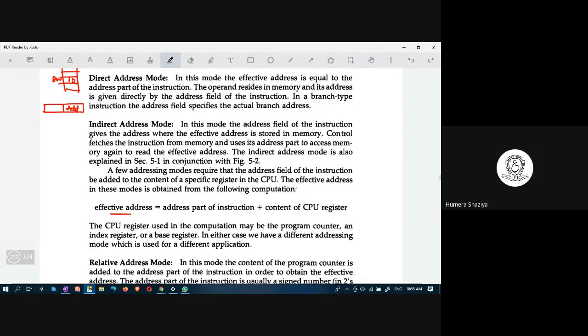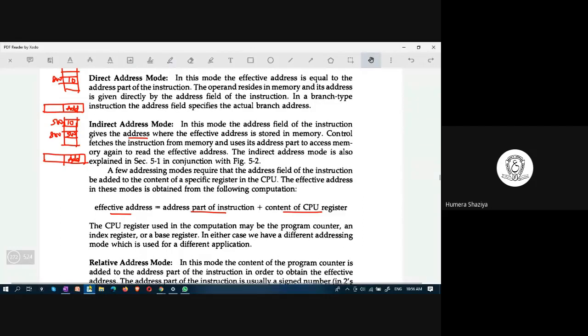Indirect address mode. In indirect addressing mode, you have the address which stores the address of the operand. Consider this address to be 800. When you go to 800, you will find 500. When you go to 500, you will find the operand, which is 10. This is indirect address mode.